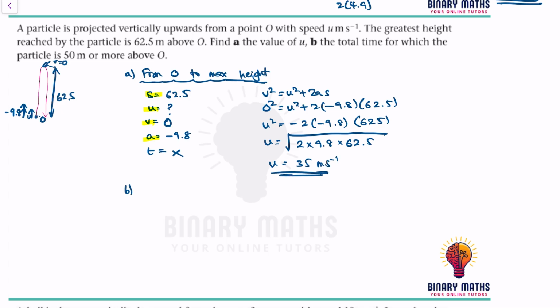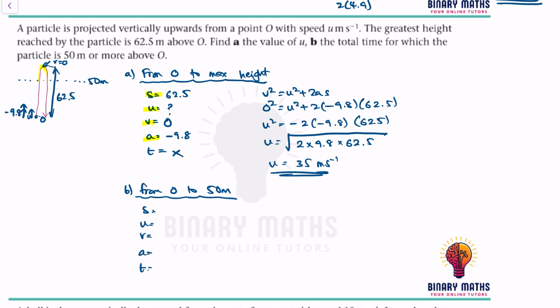Part B, the total time for which the particle is 50 meters above O. So 50 meters, imagine if 50 meters is somewhere here, it's going to be that part of the journey. So what I need to do is from O to 50 meters, I need to set up suvat for that.